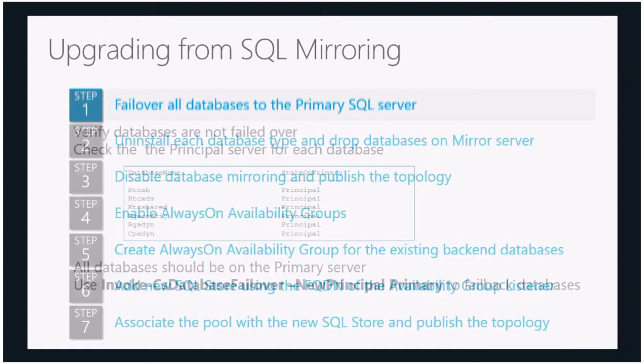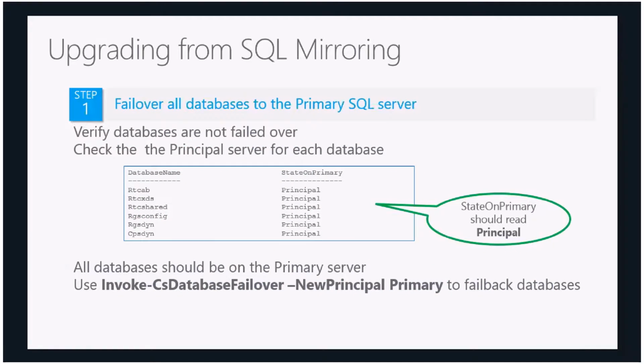So the first step is we want to fail over all our databases to the primary server. With mirroring, we have the ability to run our databases on multiple SQL Server nodes. So you could have some of your Skype for Business server databases running on primary or secondary nodes in your mirroring configuration. They don't all have to be on the same SQL Server instance.